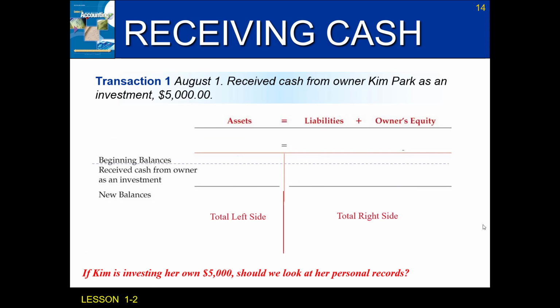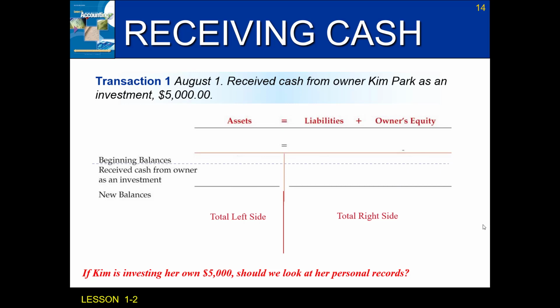So now that we've had practice identifying account keywords and matching those up with specific account titles, we're going to take a transaction and we're going to see what that looks like in the overall T account of the accounting equation and what we would do with that in terms of an accounting record. So in this example, our transaction said on August 1st, we received cash from owner Kim Park as an investment for $5,000. The very first thing I'm going to do is try to identify my two account titles from the keywords that I can place onto my accounting equation.